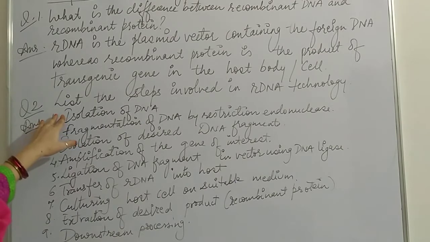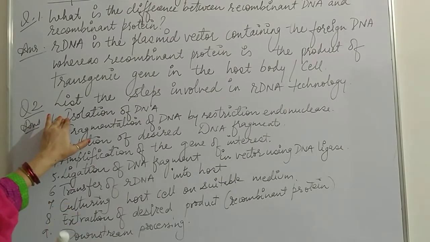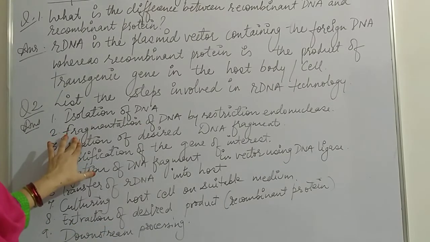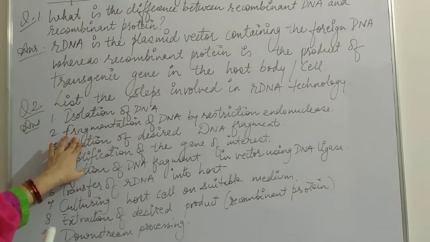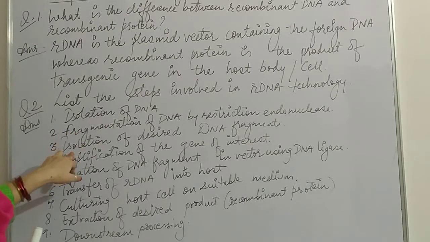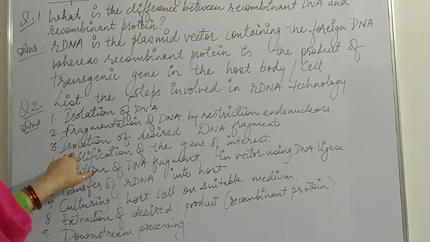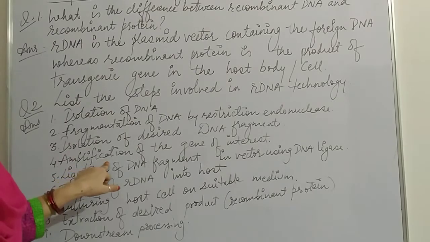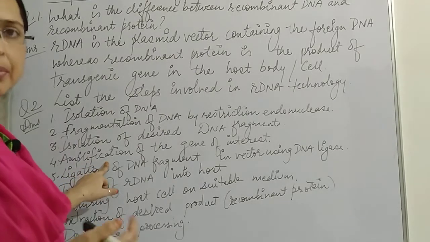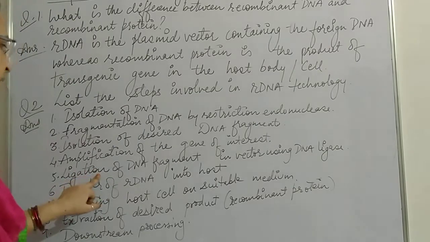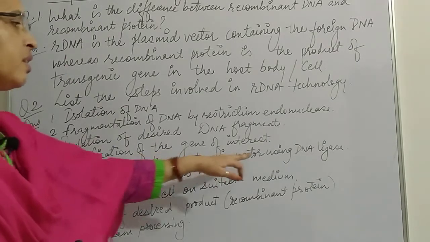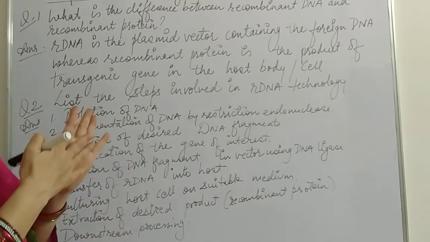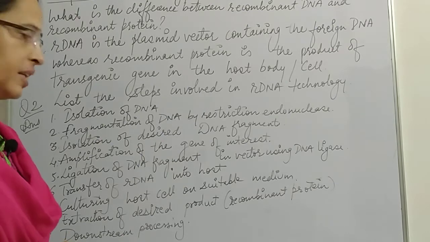The first one is the isolation of DNA. DNA is isolated from the source. The second is the fragmentation of DNA, that means breaking down of the DNA by using the enzyme restriction endonuclease. The third step is isolation of the desired DNA fragment. Then the DNA fragment which is required by us is isolated. Then amplification of the gene of interest, making multiple copies of the gene of interest. Then ligation of the DNA fragments in the vector by using DNA ligase enzyme. That means we are joining the DNA fragment with the vector DNA.